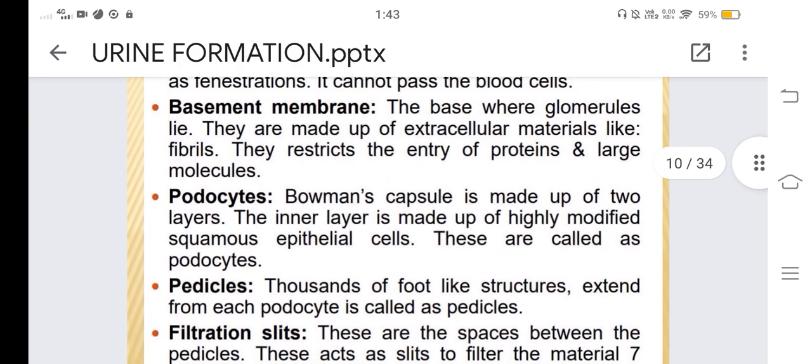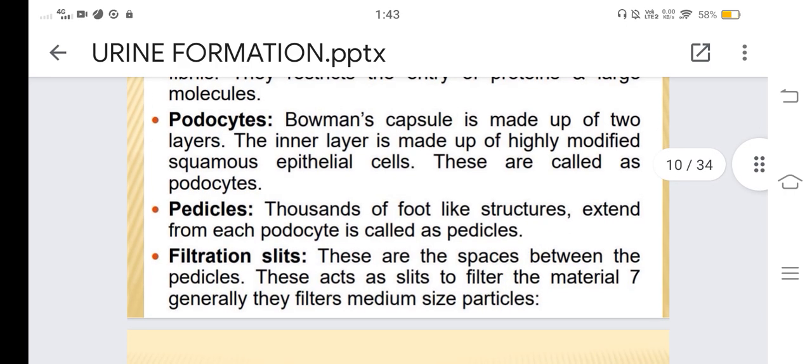Then the basement membrane, the base where the glomerulus lies. It is made up of extracellular materials like fibrils. They restrict the entry of proteins and large molecules. Then podocytes. Bowman's capsule is made up of two layers. The inner layer is made up of highly modified squamous epithelial cells. These are called podocytes.